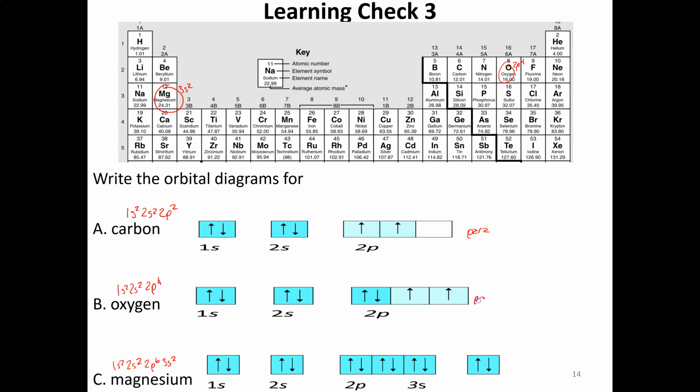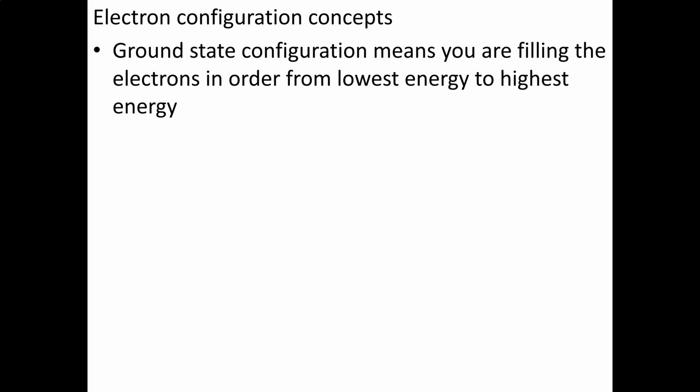This is paramagnetic. This is diamagnetic. Why? Because all the electrons are spin paired. There's no electrons by themselves. They're all bunched up with another electron. All right, some concepts you need to be aware of.